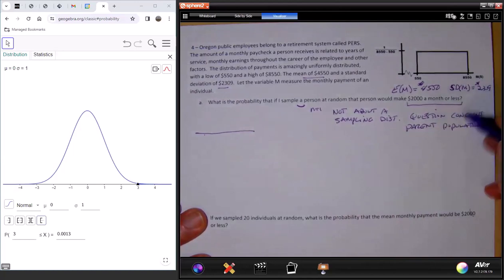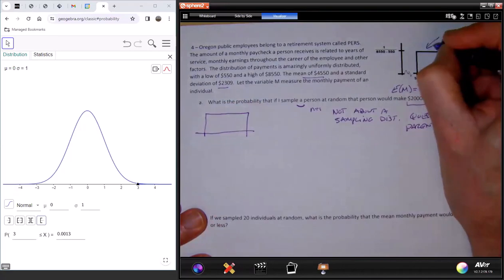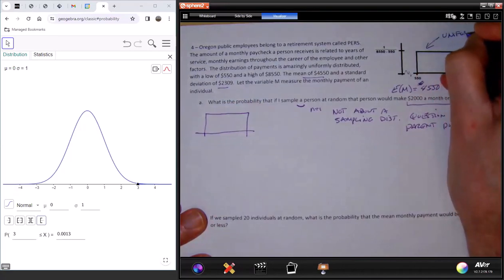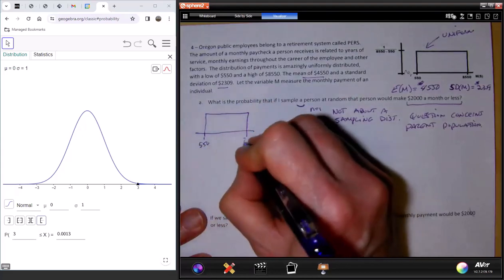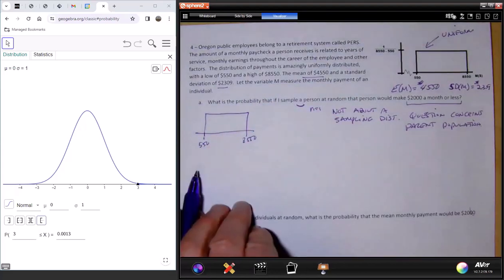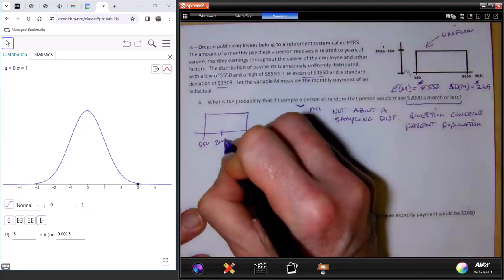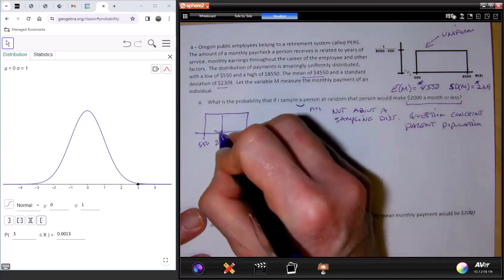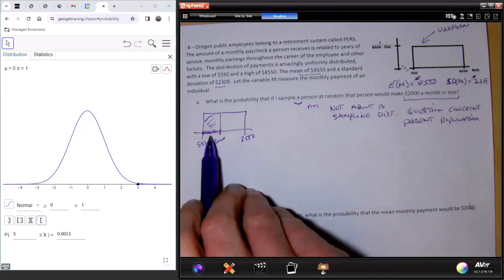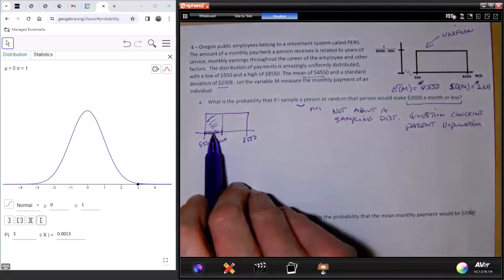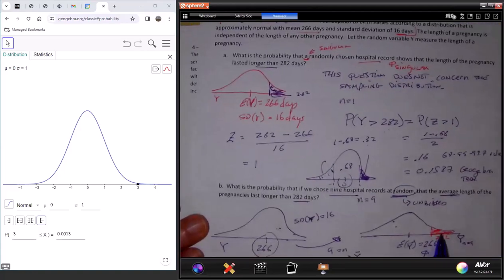So this is the parent population. The parent looks like this thing called a uniform distribution. And at the edges here is 550 and 8550. What I'm looking for is to make 2,000 or less. This doesn't have to be exact, so I'm putting 2,000 here, or less, and that's what I'm after. So notice the answer is this area, just like in the other questions.